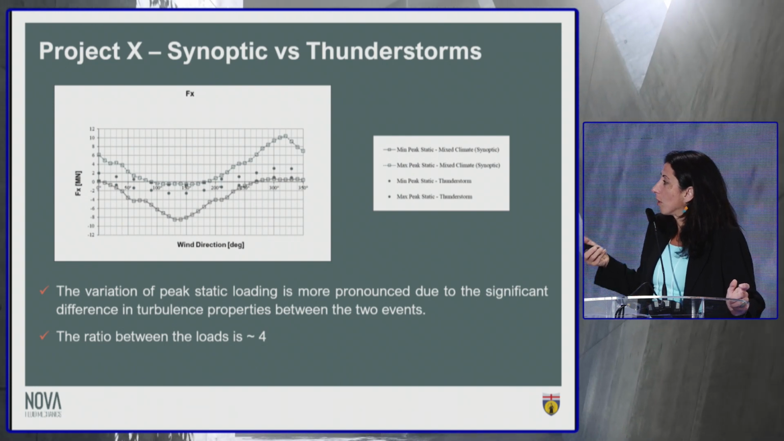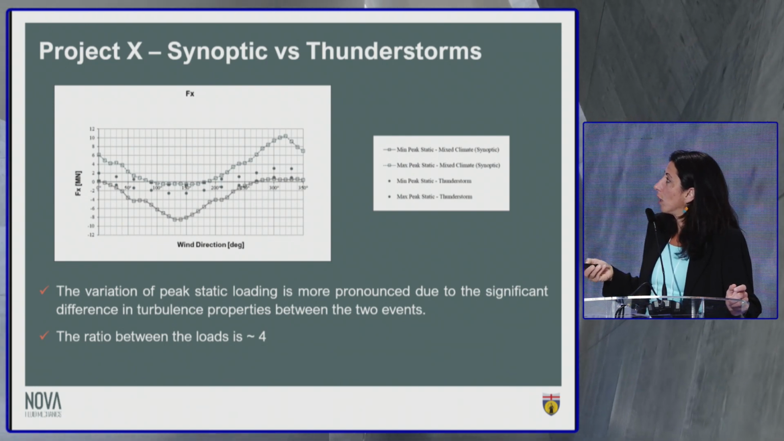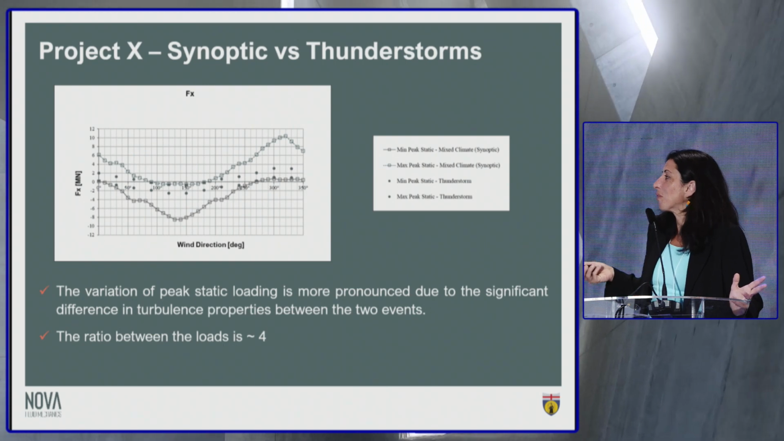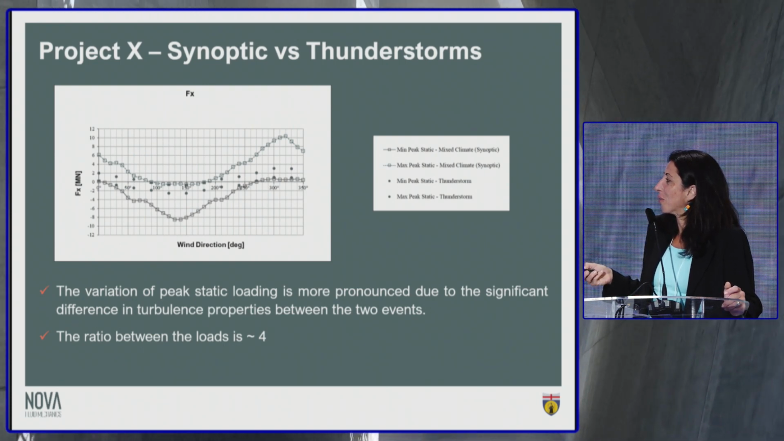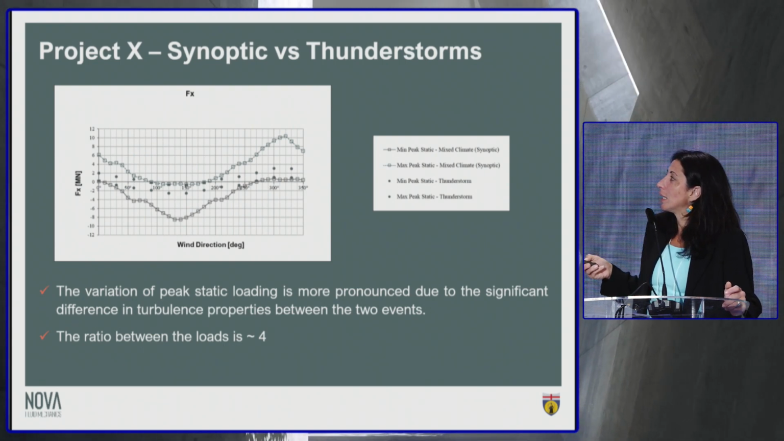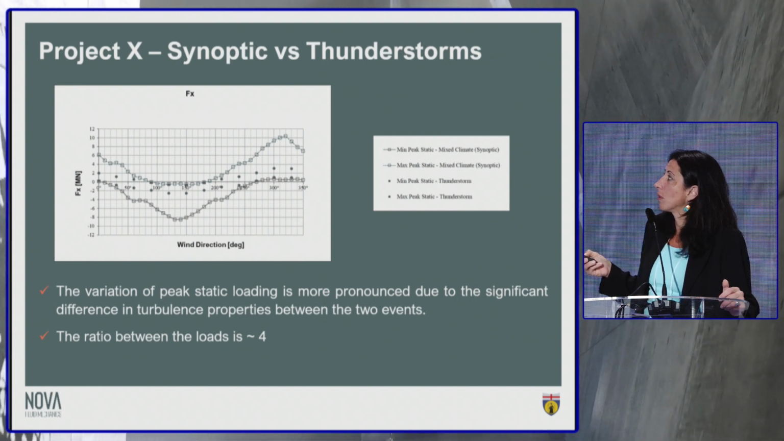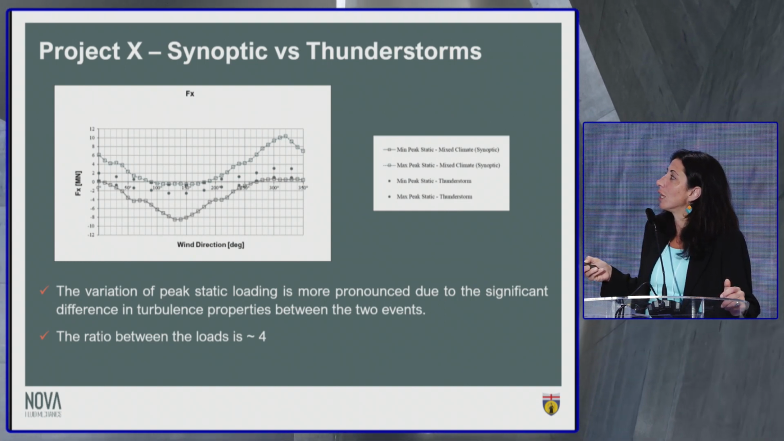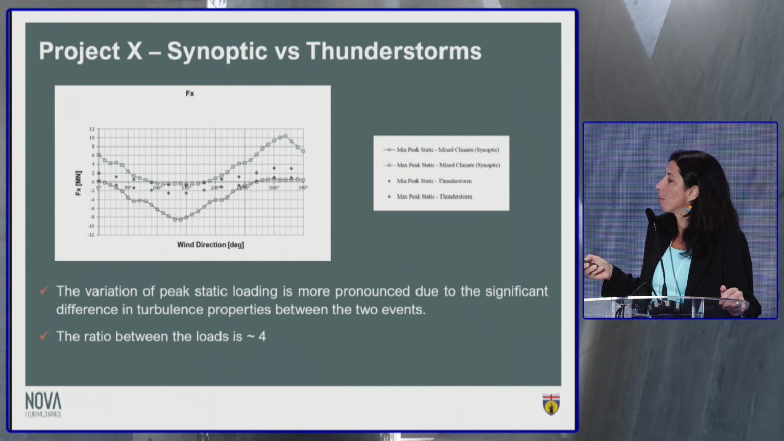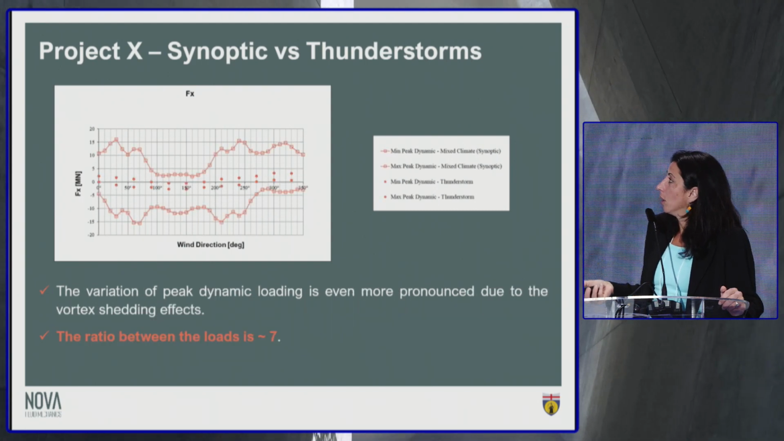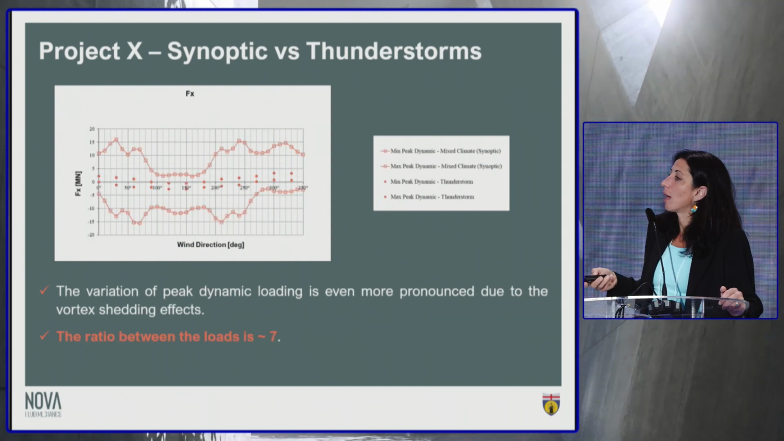When we introduce the effect of turbulence, it's even worse or even better, depending on the way you want to think about it. The ratio between the design loads that we are forced to use if we follow the code and what we think are more or less the real loads is about 4. When we introduce the dynamic, the ratio is 7.